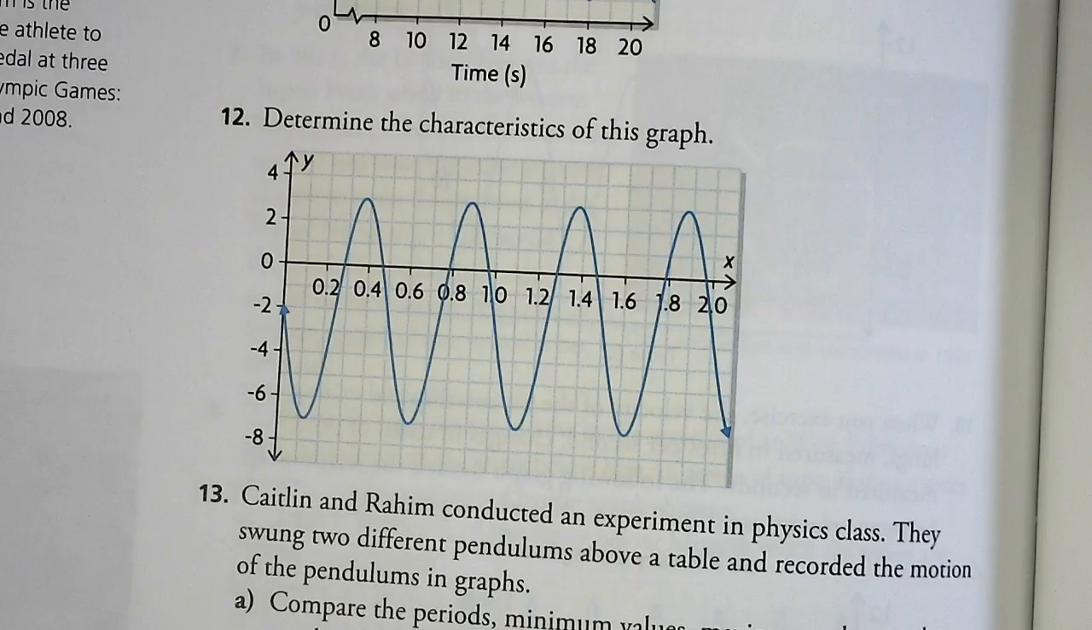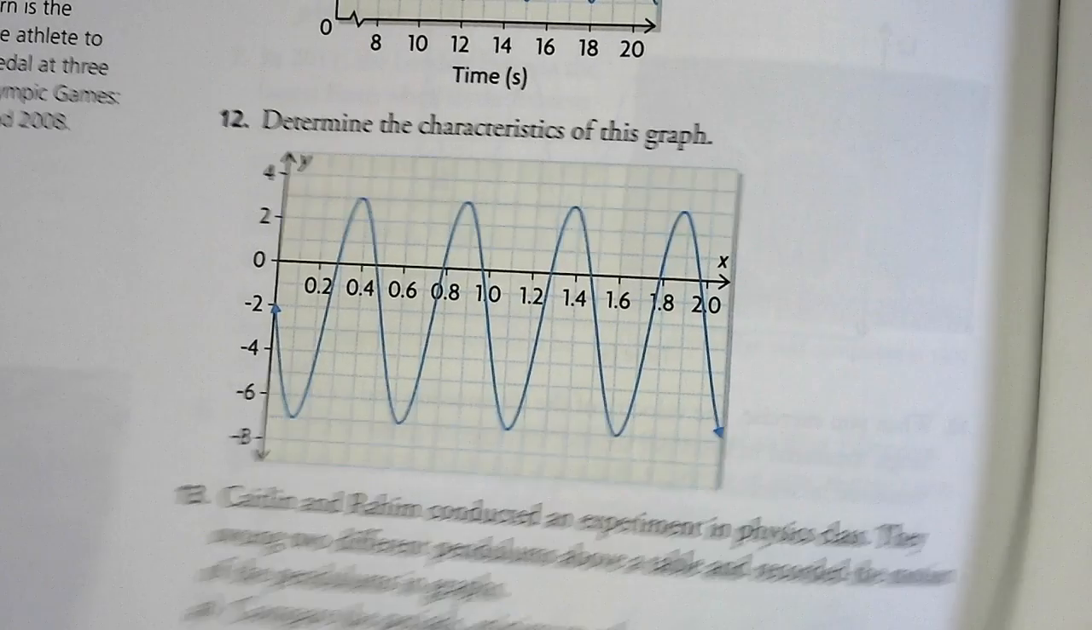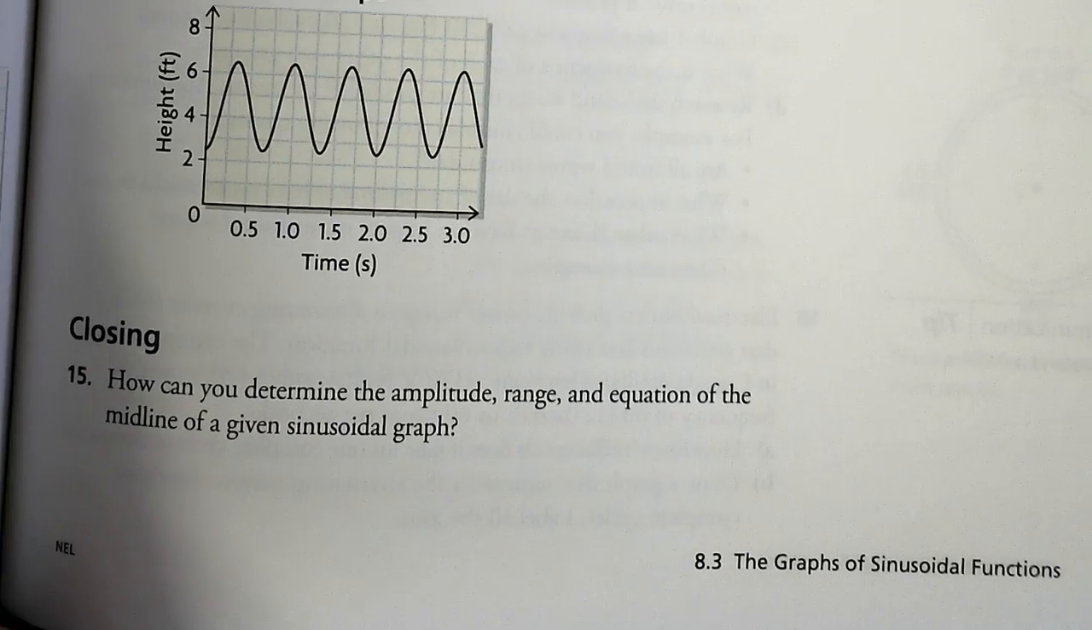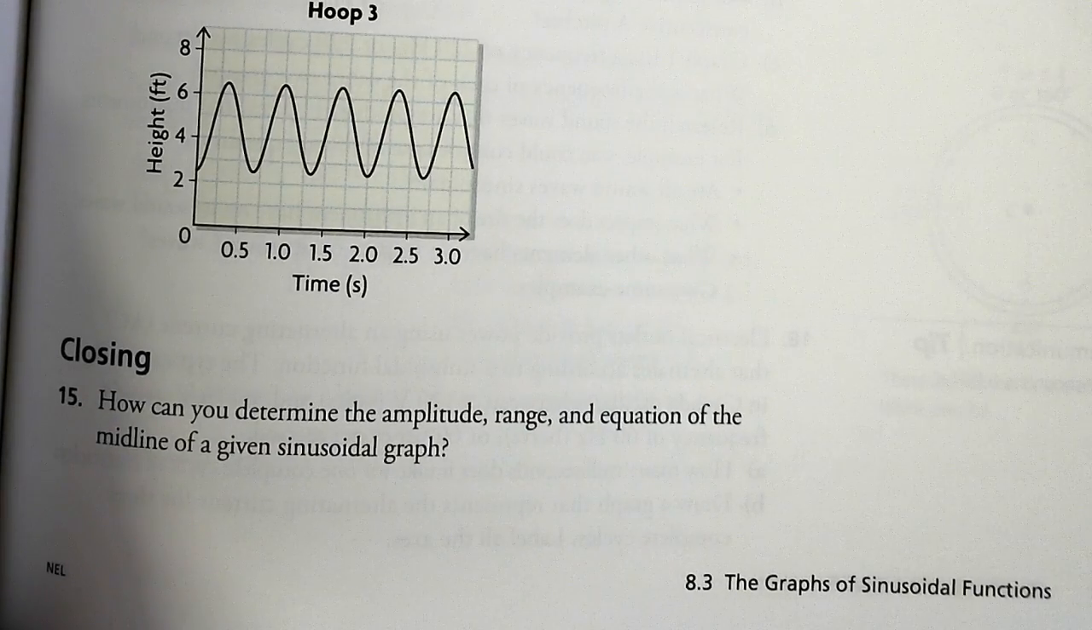That's question 12. The last question for the homework we've actually covered in class. How can you determine the amplitude, range, and equation of the midline of a given sinusoidal graph?